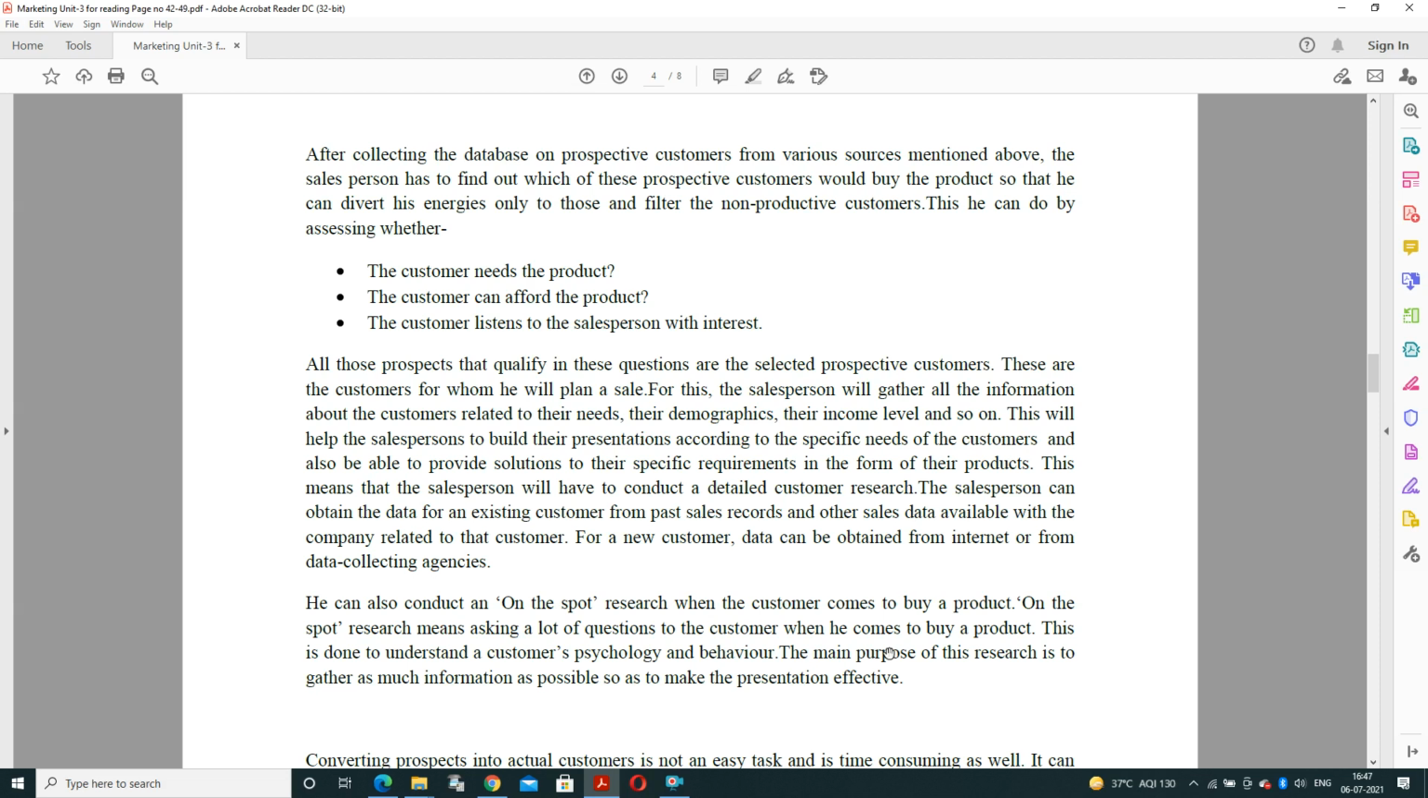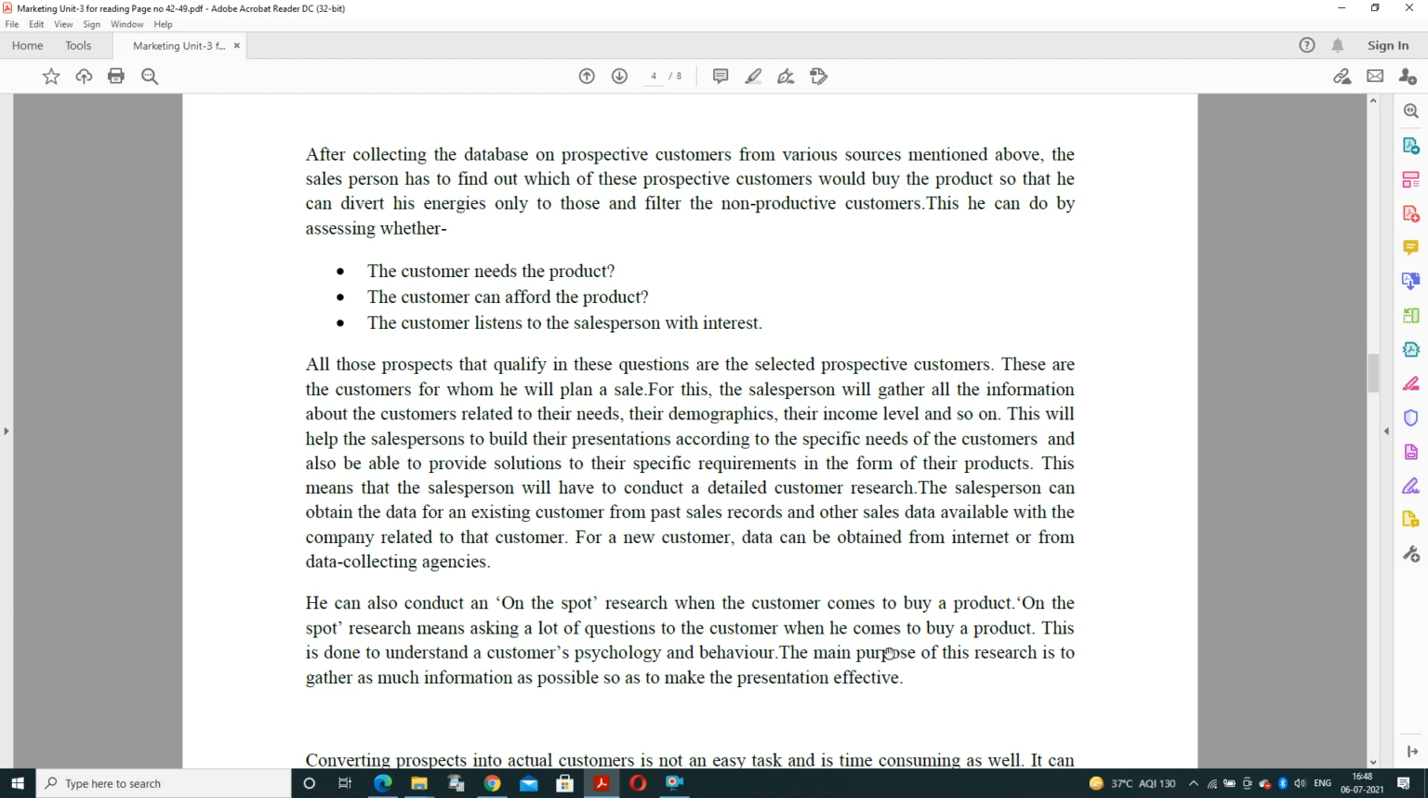It means a salesman will concentrate on that customer. He will try to make an attractive presentation to satisfy the customer, and the salesman will have to conduct detailed customer research also. The salesman can obtain the data for an existing customer from past sale records, and other sales data available with the company related to the customer. And for a new customer, data can be collected from the internet or from data collecting agencies.